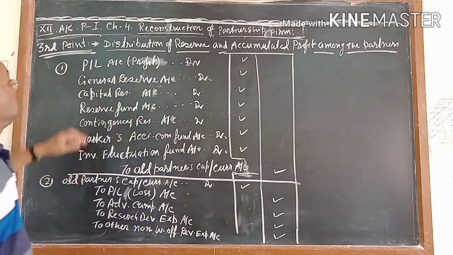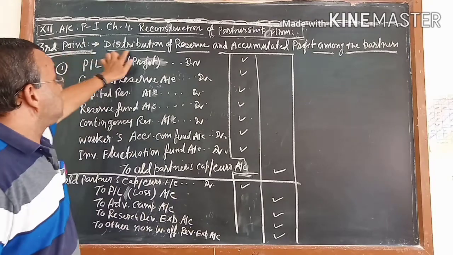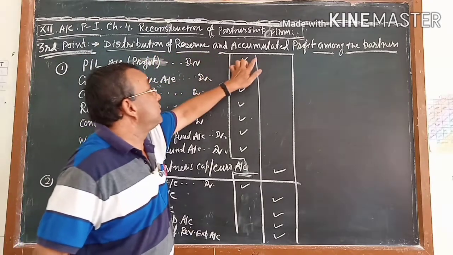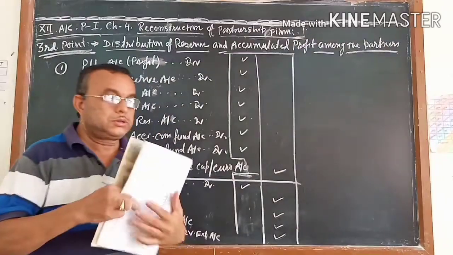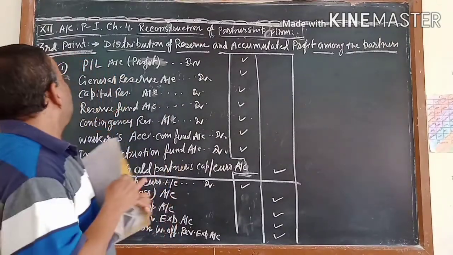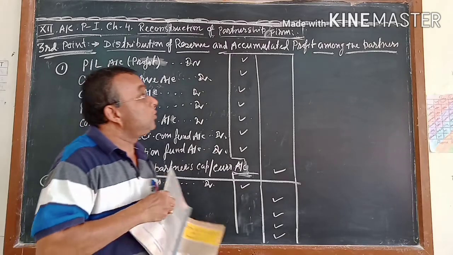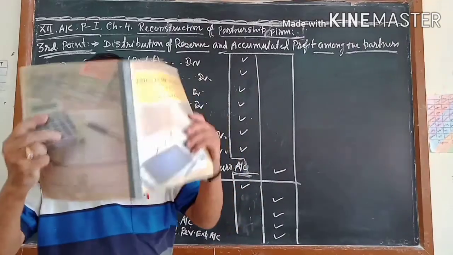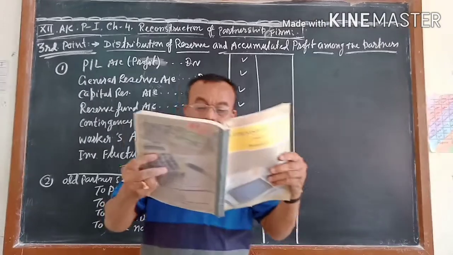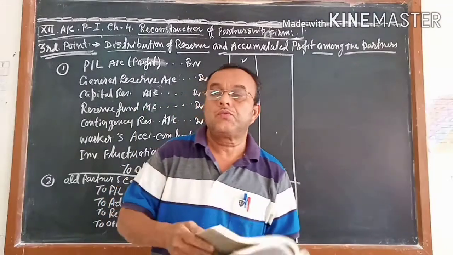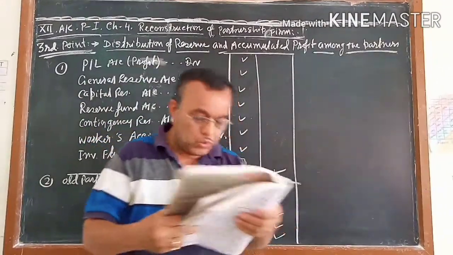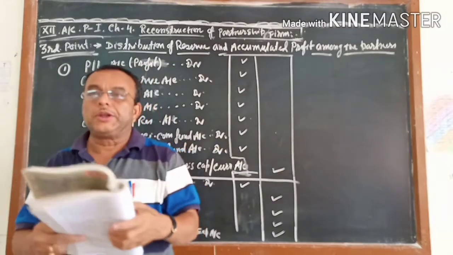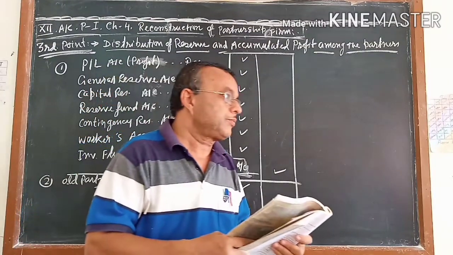That is the third step: distribution of reserve and accumulated profit among the partners. In your textbook, page number 127, fourth point. Find it out. Page number 127, fourth point. I want to explain it.